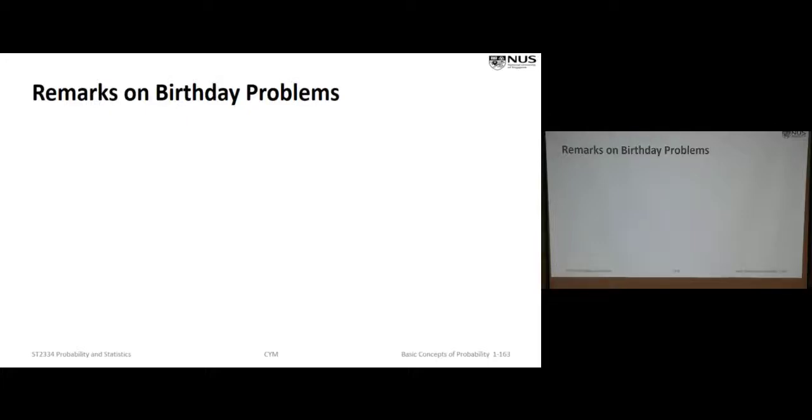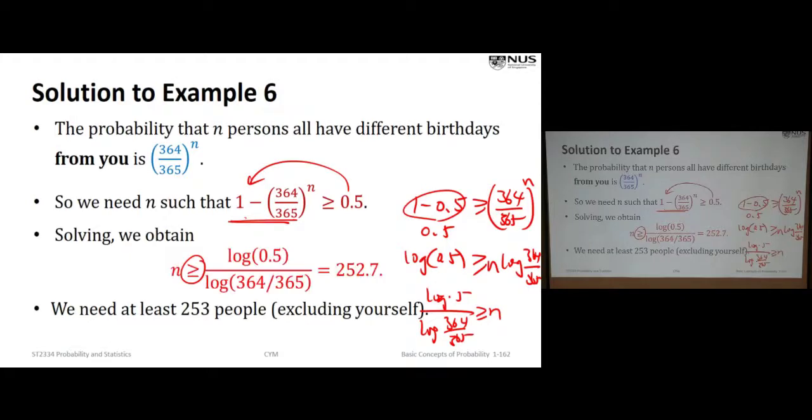Log 1 equals 0, no matter what base you are using, base e, base 10, base 2. Log 1 is equal to 0. So a number less than 1 will give you a negative number. All right? So that's why you have to reverse the inequality, and that is the answer. Wow, you need 252 persons in order to get someone who has the same birthday as yours.